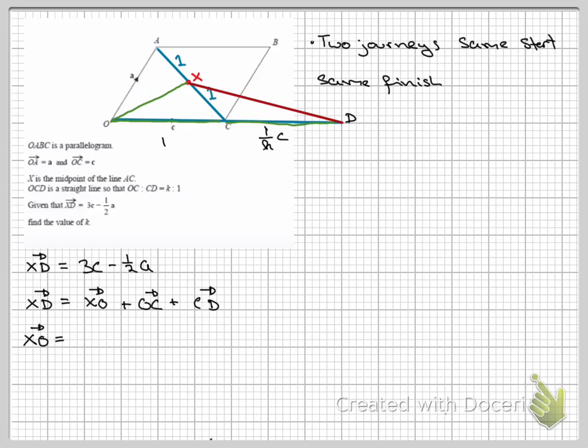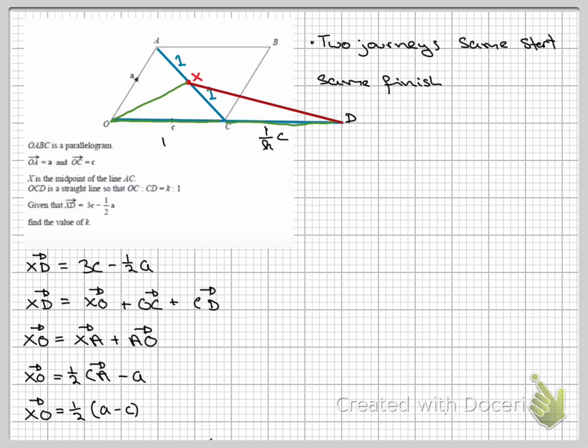What will that be? X to O will be X going up to A, and then A down to O. Well, X to A, we'll just pop that in here: X to A, then plus A to O. Well, X to A, can you see, is half of C to A. X to O will be 1/2 of C to A, plus then I'm going to have the minus A, which is the A to O. Well, C to A is going to be minus C plus A, so A minus C. I'm just saying that is going to be there to there.